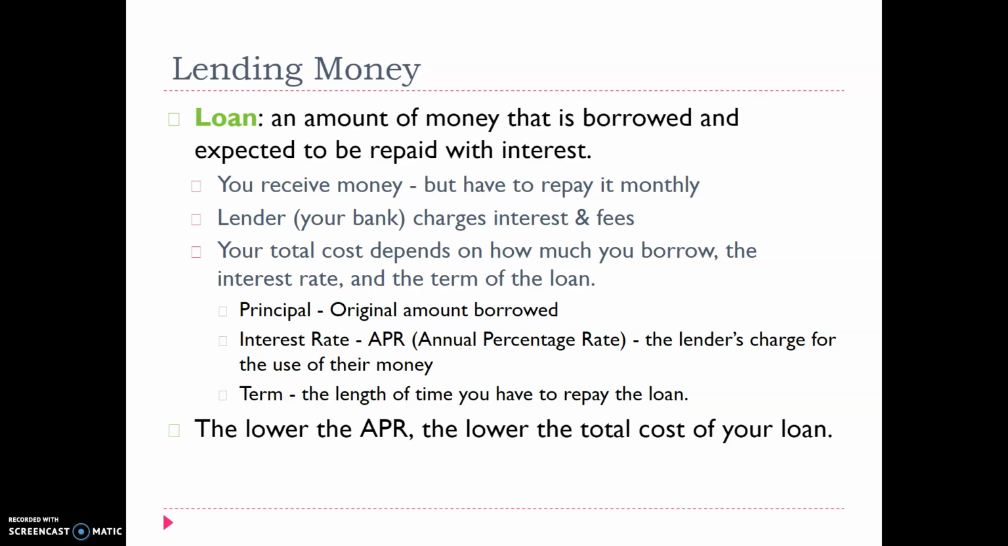So your principal, remember, is your $50,000. Your interest rate, or your APR, is what the lender charges for the use of your money. Let's say your interest rate is 5%. Okay, so they're going to charge you 5% per year on whatever amount you have outstanding. And then the term is how long you're going to repay your loan. The shorter your term, the less interest you're going to pay. But the longer your term, the more interest you're going to pay. And obviously, we want to keep our interest rate as low as possible because that's going to lower the total cost of your loan.